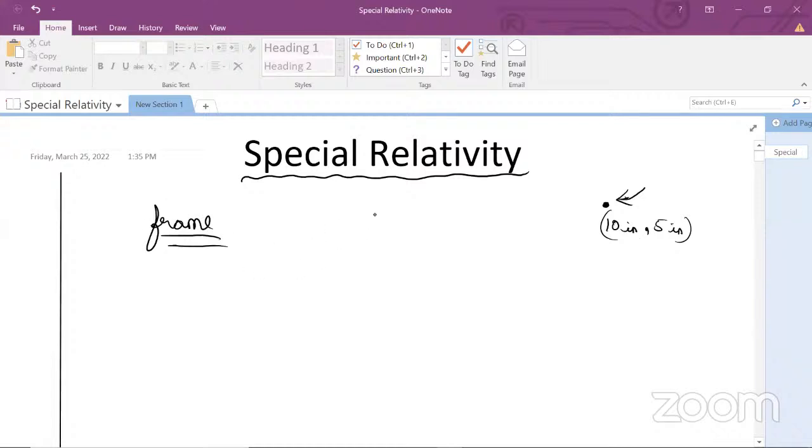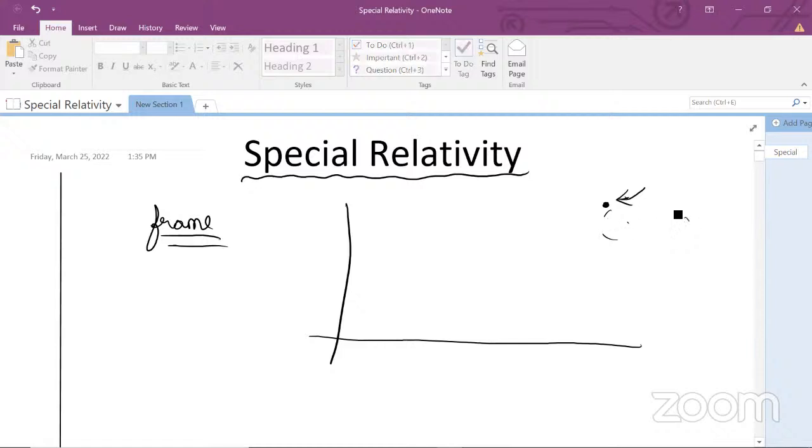So if I say this is the coordinate system and this is the point, then we can specify its location using a coordinate system, which is represented by a letter S. This is a simple Cartesian coordinate system where we have the x-axis and here we have the y-axis, and this location is, say, x comma y. So to start with, this is something called a frame.